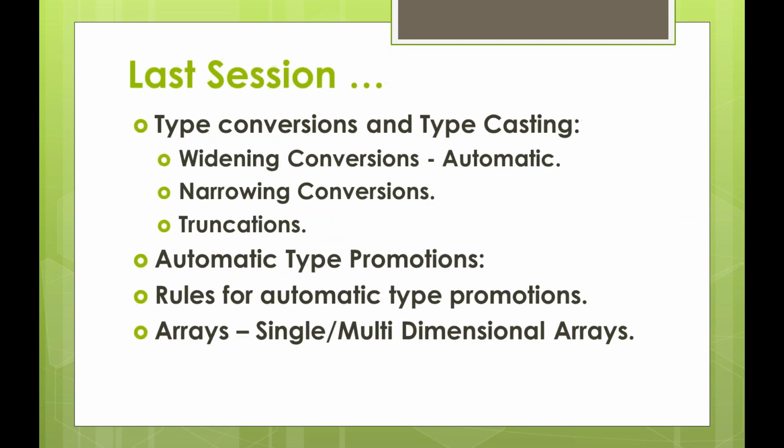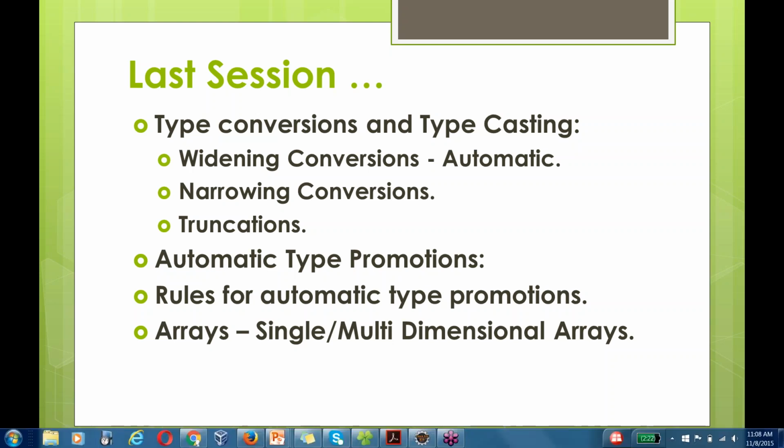In the last few sessions, we tried to understand type conversions and typecasting, different types of conversions, automatic type conversion, narrowing conversion, truncations, and type promotions. When we are dealing with expressions, how types get promoted, and we have seen the rules for automatic type conversions done by Java. We also saw single and multi-dimensional arrays. I had given a few exercises. Did anyone try to do those exercises on single dimensional and multi-dimensional arrays, like matrices, sorting, all those things?